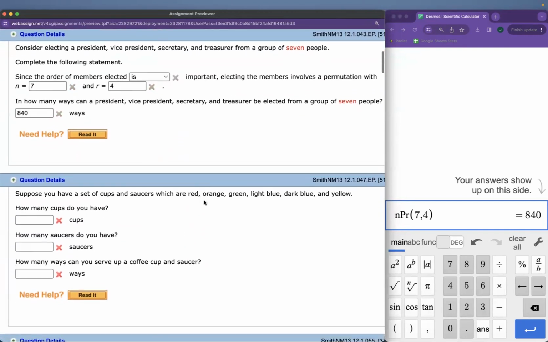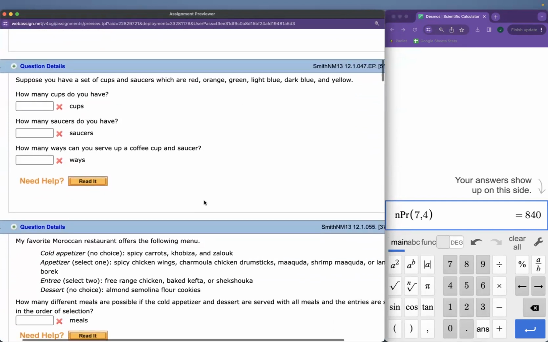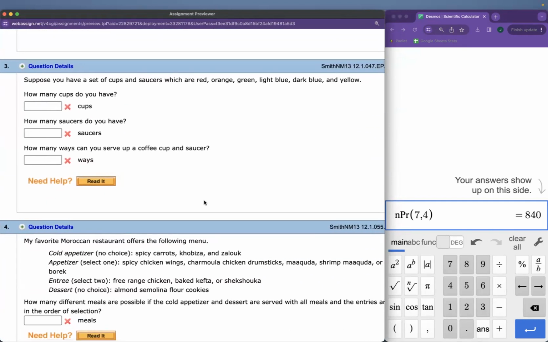Okay, next one. Suppose you have a set of cups and saucers which are red, orange, green, light blue, dark blue, and yellow. How many cups do you have? Let's see: 1, 2, 3, 4, 5, 6. 6 cups. How many saucers do you have? Well, they're sets, so you also have 6 saucers.